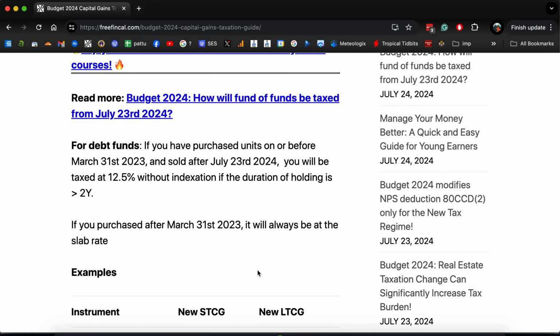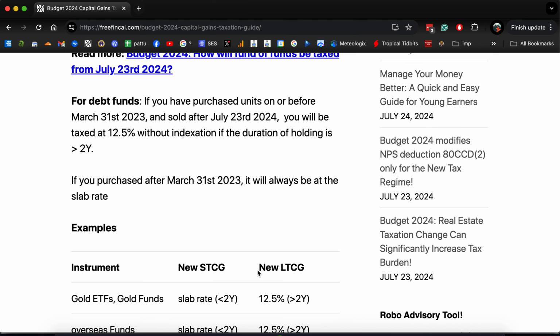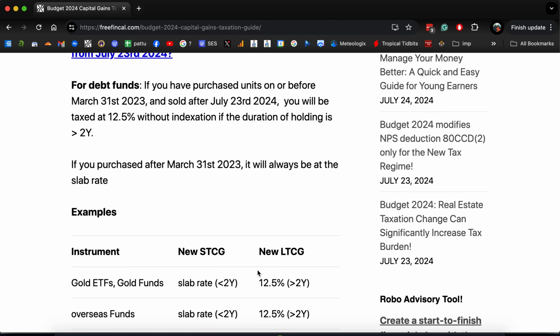And for debt funds, many people had this question in the last couple of days. If you have purchased units on or before March 31st, 2023 and sold them after July 23rd, 2024, you will be taxed at 12.5% without indexation if the duration of holding is greater than 2 years. If you have purchased after March 31st, 2023, it will always be at the slab rate.